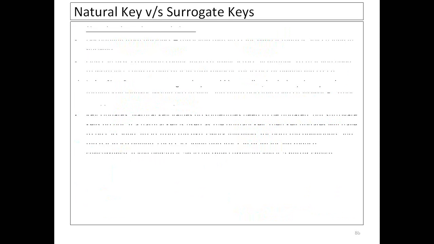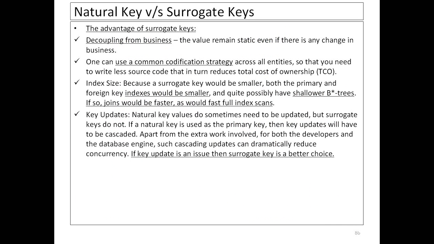To find the difference between the natural key and surrogate key, their advantages and disadvantages. The advantages of a surrogate key is decoupling from the business, and it helps to have indexes to be as small as possible and shallow, and results in shallower B-tree indexes. If you join, the joins would be faster using fast full index scan, and one can have a common codification strategy across all entities so as to reduce the total cost of ownership by writing less source code.